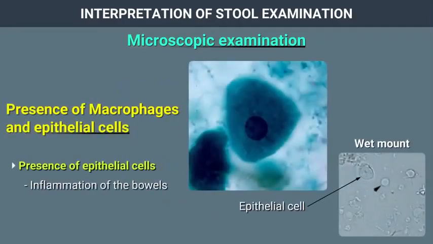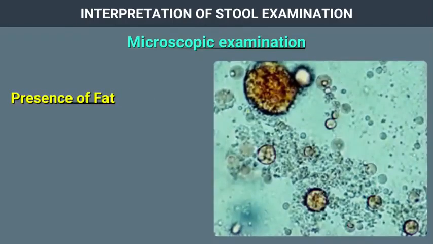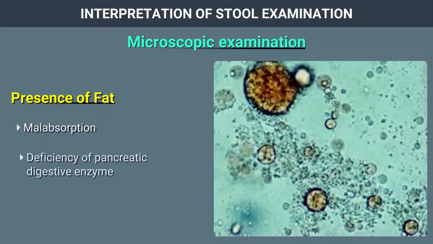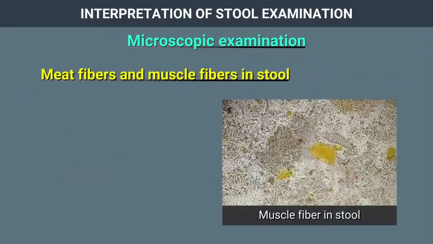Presence of macrophages and epithelial cells. Presence of epithelial cells is indicative of inflammation of the bowels. Presence of macrophages is indicative of bacillary dysentery or ulcerative colitis. Fat. The fat in stool shows the possibility of malabsorption, deficiency of pancreatic digestive enzymes or deficiency of bile. Meat fibers and muscle fibers seen in stool.